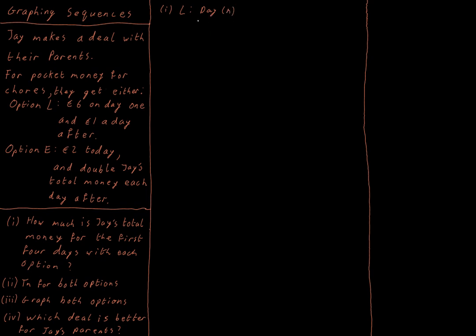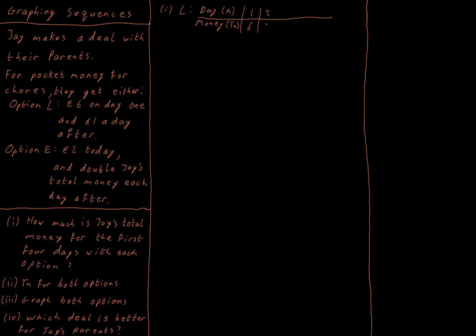And then we'll have our money, which would be our actual term numbers, underneath. So we can just keep track of what we're doing more easily. So we've got day one. In option L, on day one, we just get €6. So our total money is €6. We need to be careful about the language here. We're looking at the total, not the amount that Jay gets each day, but the total amount of money that they have. So on day one, they've got a total of €6.